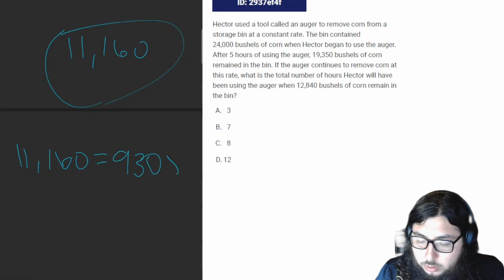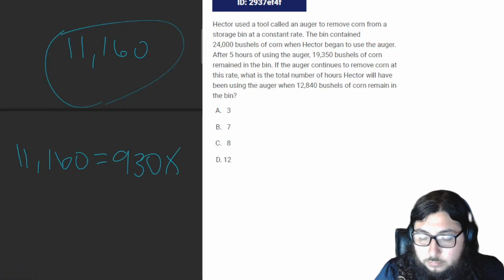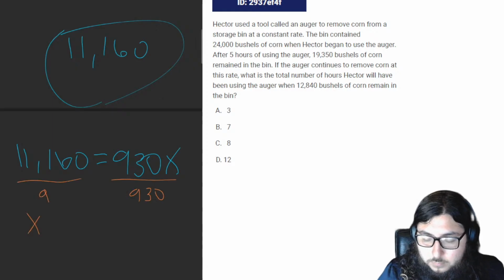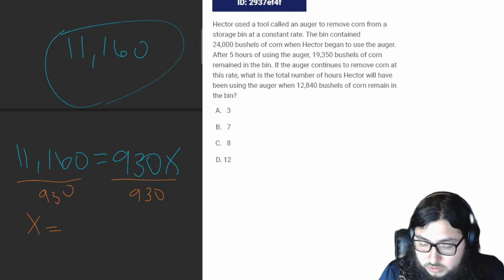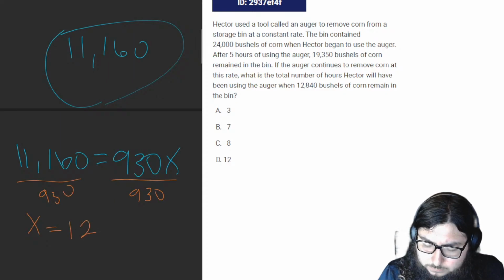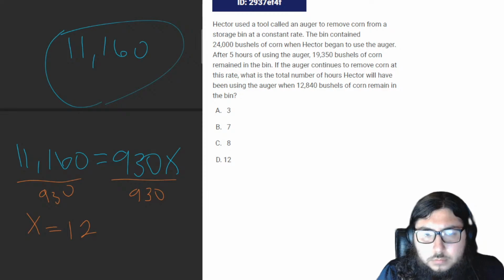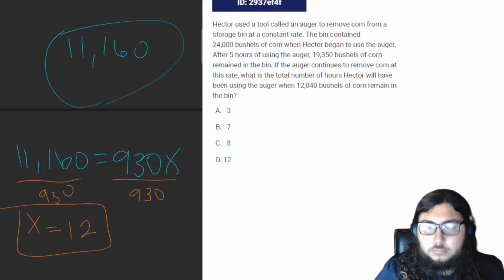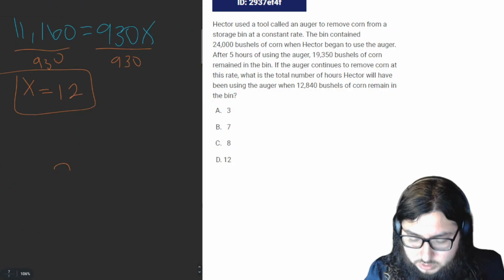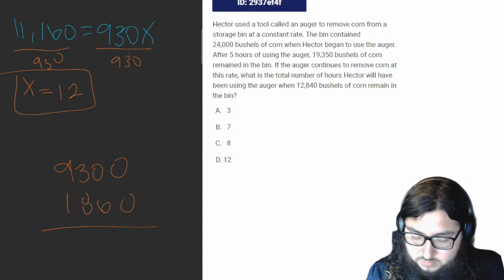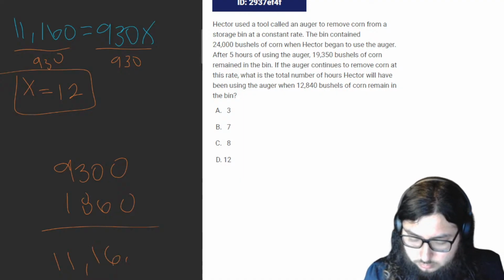So we just need to set this number, 11,160, equal to 930x, the rate at which Hector removes corn. And then solving for x by dividing on both sides by 930 will give us 12. Yes, 12, because 9,300 plus 1,860 gives us 11,160.